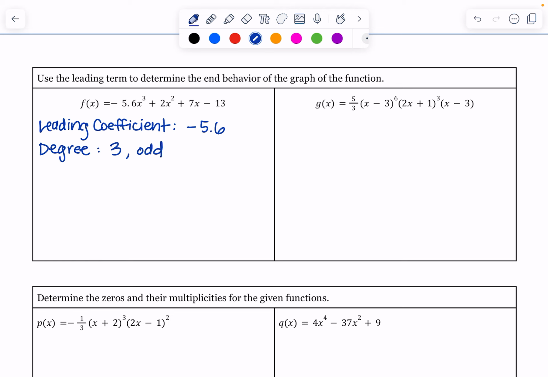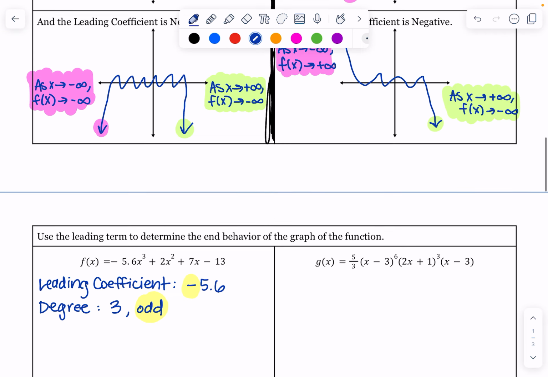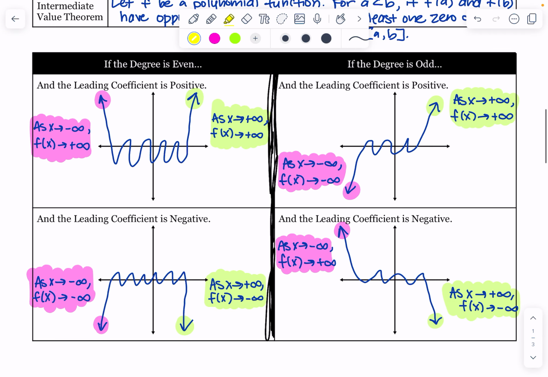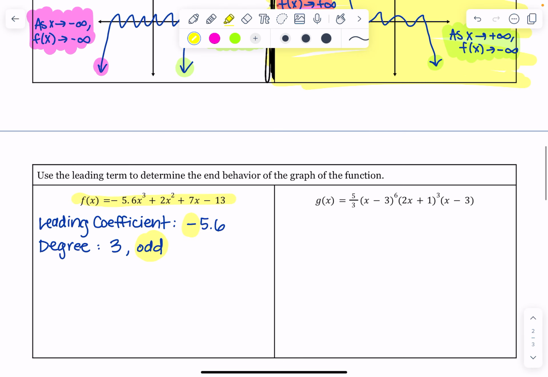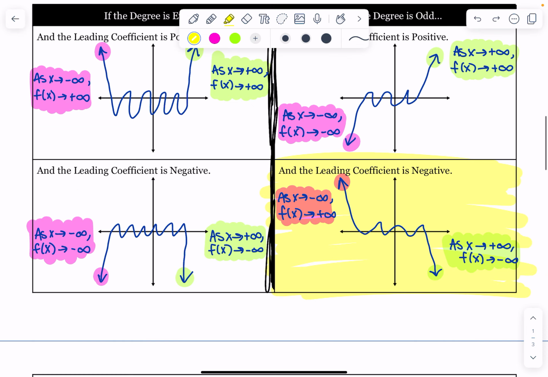Okay, so we have a negative leading coefficient and an odd degree polynomial. So when we go up to our chart, we're looking for a negative leading coefficient and an odd polynomial. So that puts us in this bottom right box here. Let me highlight that so we can look at it. So we are not really sure what's going on in the middle of this polynomial here, but we know that on the left, the graph is pointing up, and on the right, the graph is pointing down.